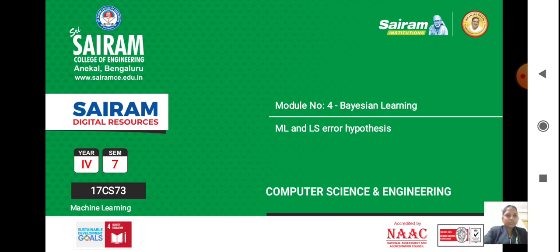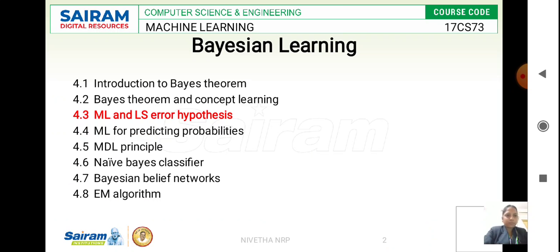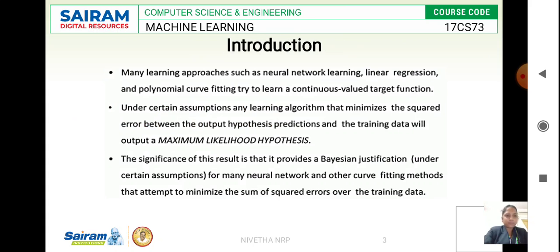Today we are going to discuss the fourth module, and under the fourth module we are going to discuss the third session, which is ML and LS error hypothesis. We'll see what the ML and LS hypotheses are and what the relationship is between them. ML is nothing but the maximum likelihood condition. What is the maximum likelihood condition? And LS is nothing but the least squared error hypothesis. What is the relationship between ML and the least squared error hypothesis?